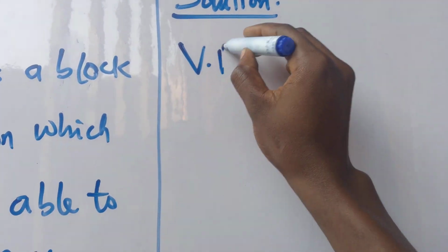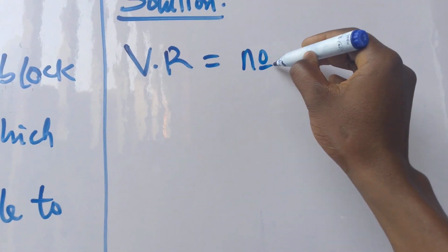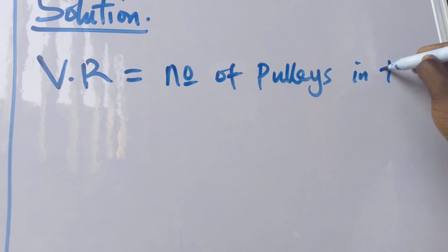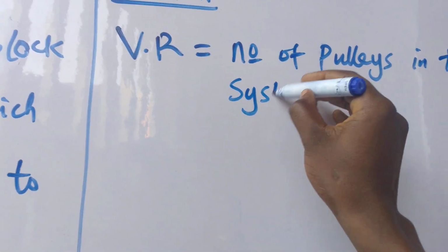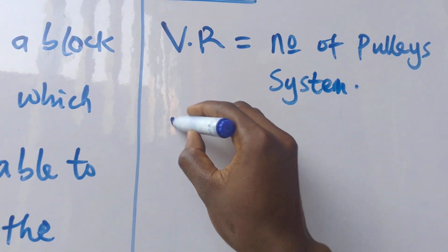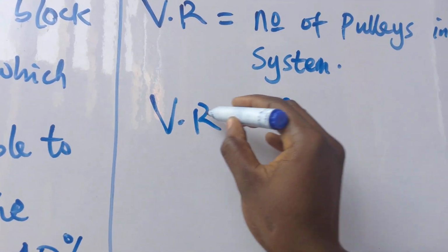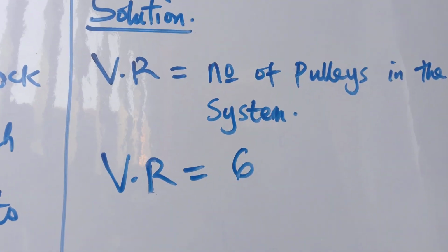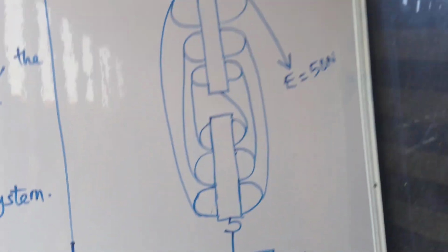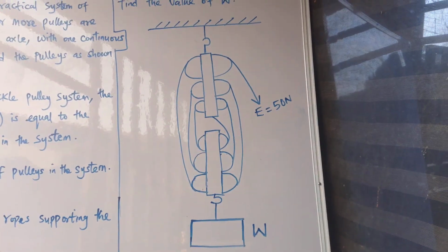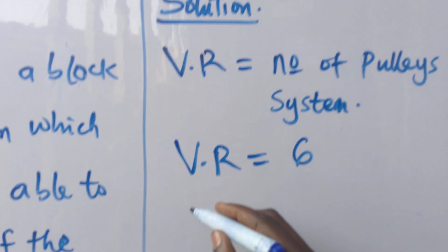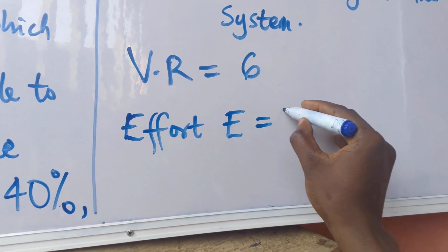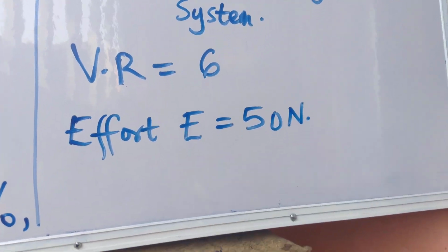I'll indicate that. Velocity ratio equals the number of pulleys in the system, so VR will be equal to 6. Velocity ratio there is 6, which is the number of pulleys in the system. Then we'll come back again to that diagram. You see that an effort of 50 Newton is applied, so my effort E is equal to 50 Newton.